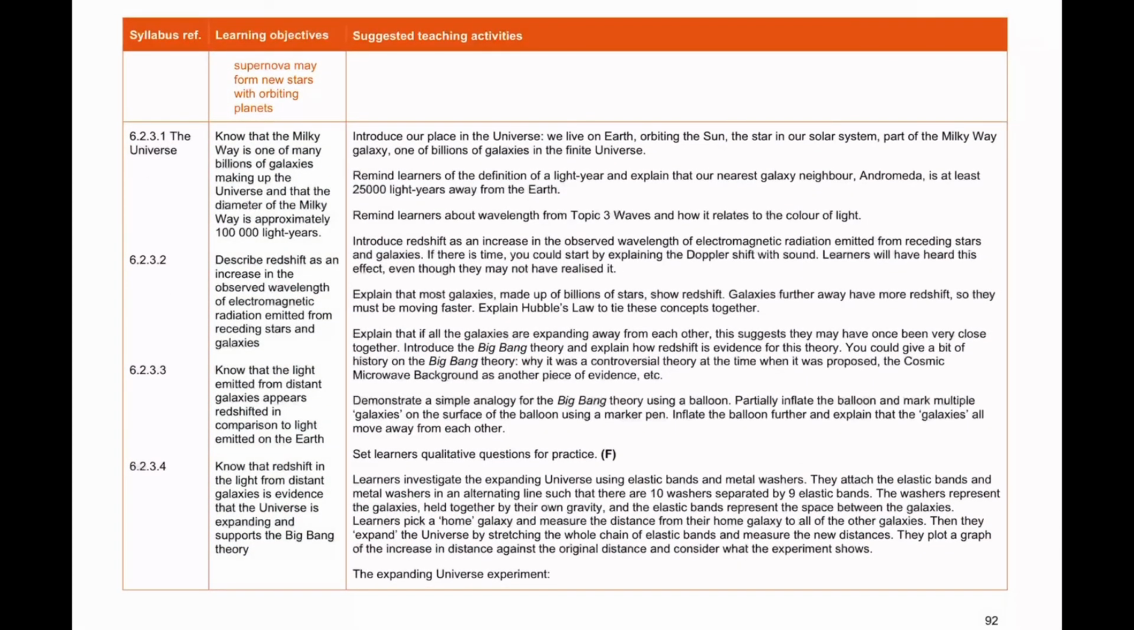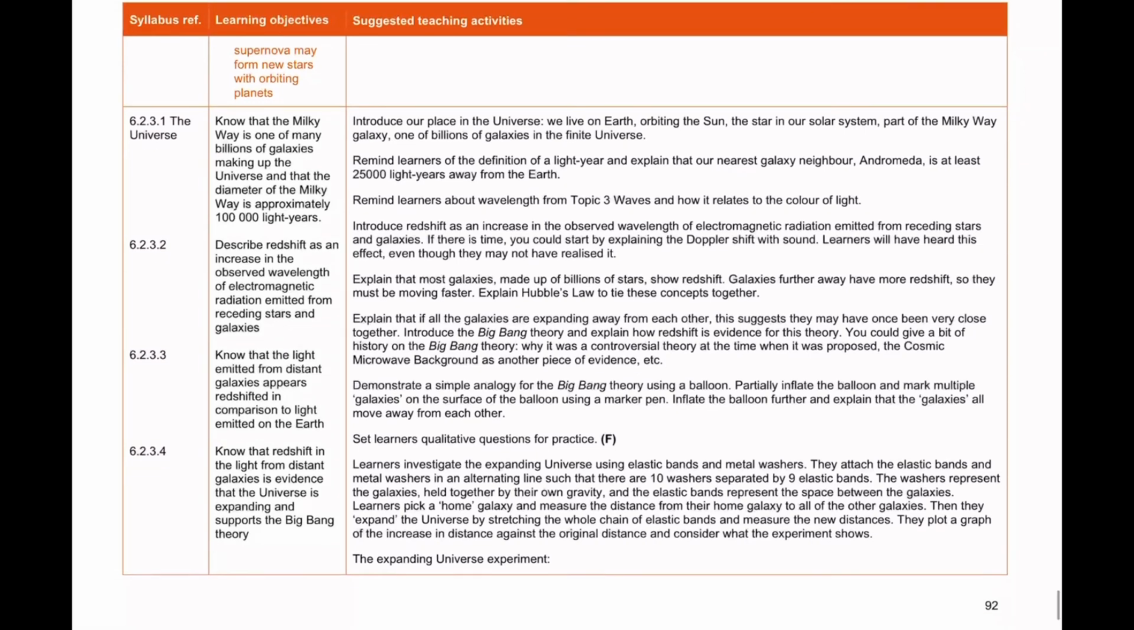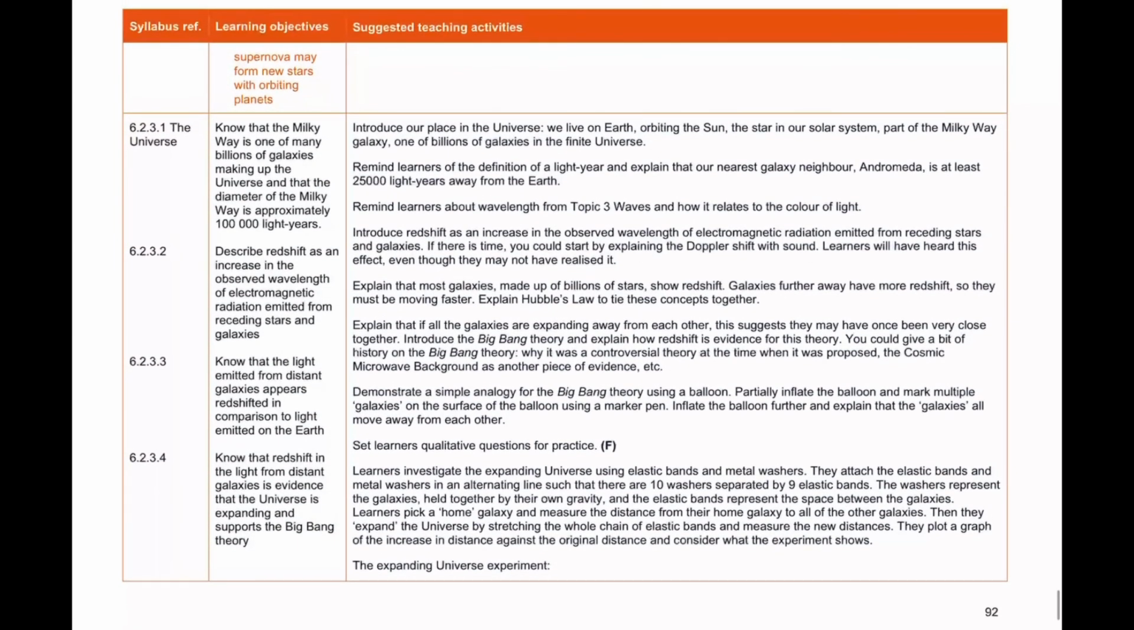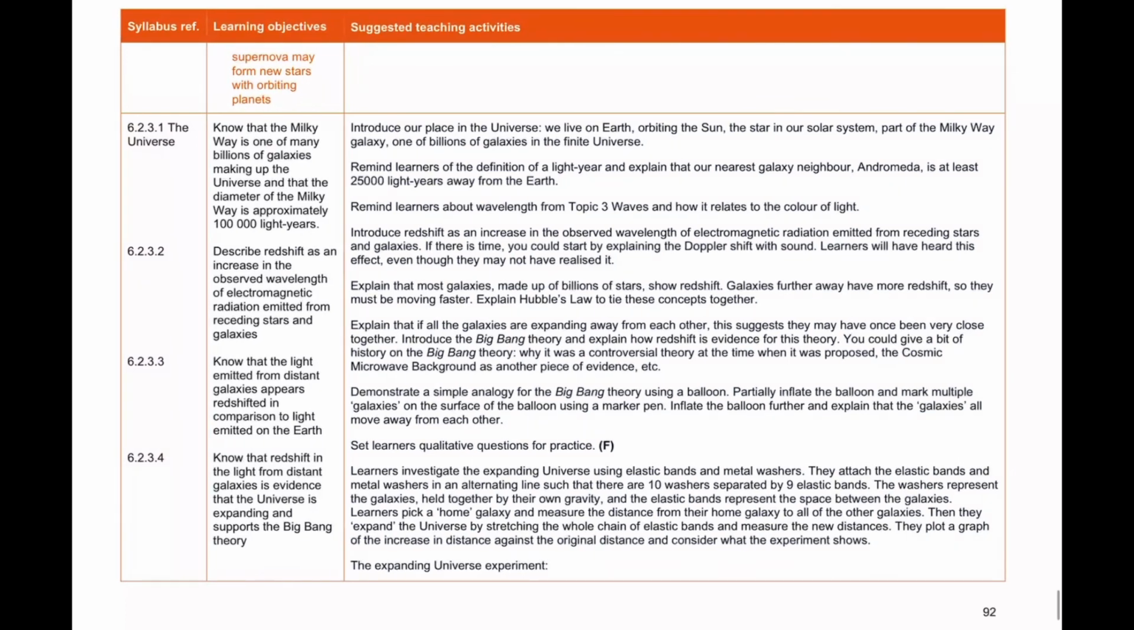Key concept: the universe. Learning objectives: Note that the Milky Way is one of the billions of galaxies making up the universe, and that the diameter of the Milky Way is approximately 100,000 light years. Describe redshift as an increase in the observed wavelength of electromagnetic radiation emitted from receding stars and galaxies. Note that the light emitted from distant galaxies appears redshifted in comparison to light emitted on the Earth. Note that the redshift in the light from the distant galaxies is evidence that the universe is expanding, and this supports the Big Bang theory.